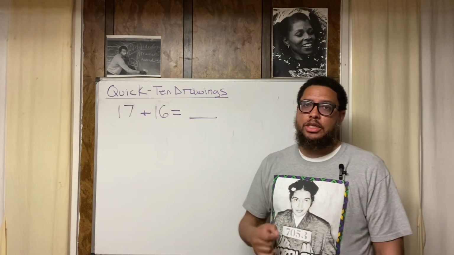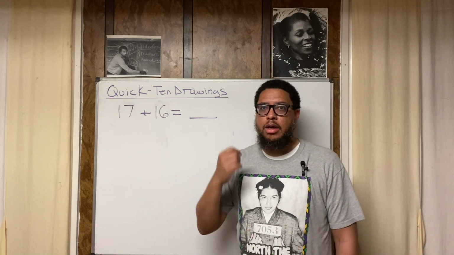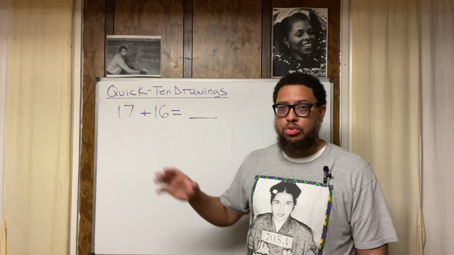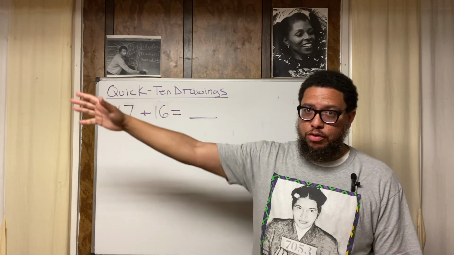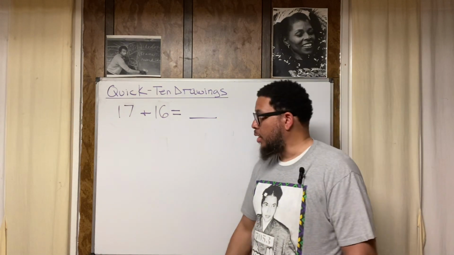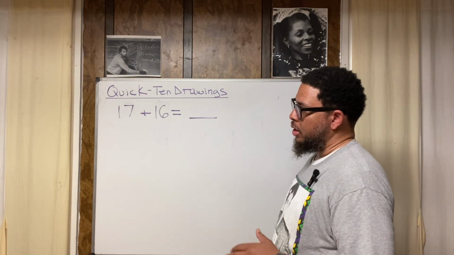Now, why are Quick 10 drawings helpful? Because it prepares our children to understand combining like terms, right? Through the use of place value, which will prepare them for Algebra 1 in the future, which is very important for them.